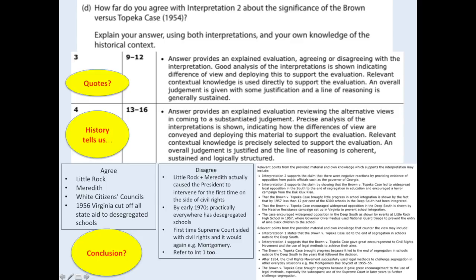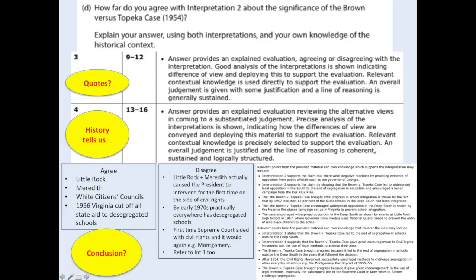And a bit of bonus, it's in the textbook, and it is now in the Quizlet. In 1956, the state of Virginia cut off all state aid to desegregated schools. So there was a fight back. Opposition did break out in massive amounts, and that supports the idea that interpretation 2 might be the most valid or the most convincing interpretation. The word convincing would be a fantastic thing for you to have used.